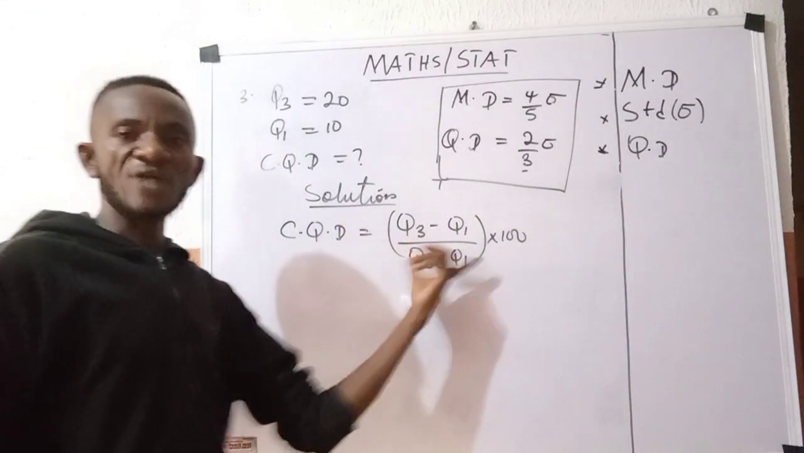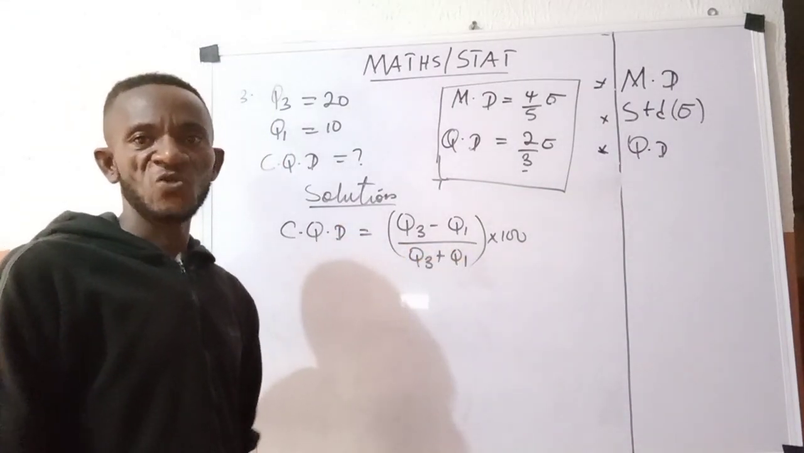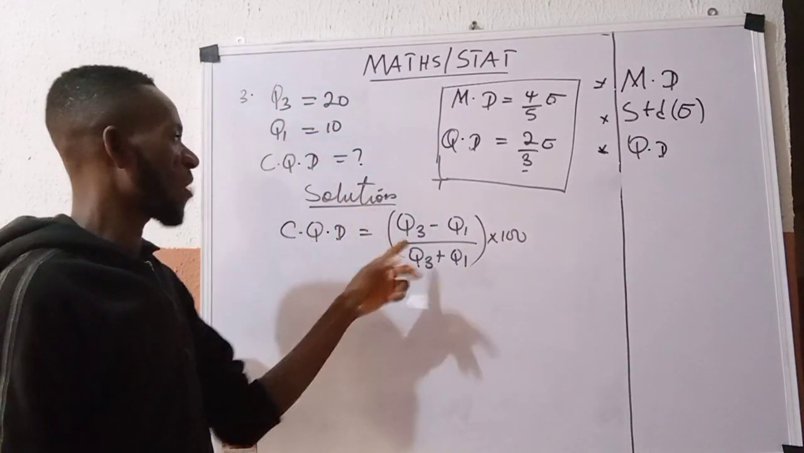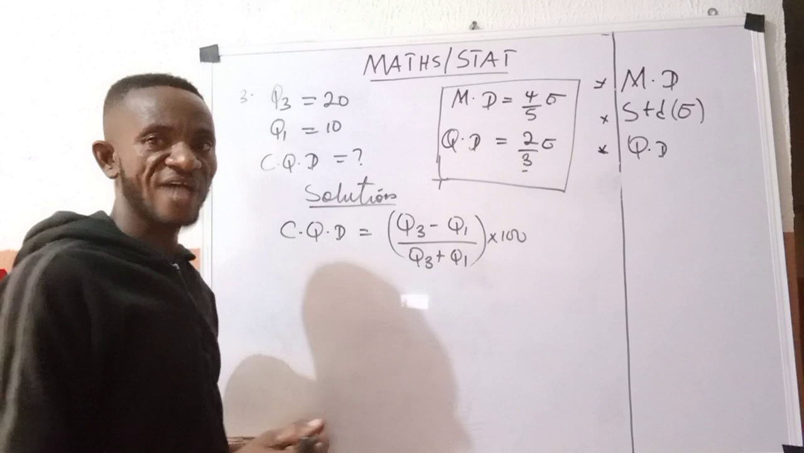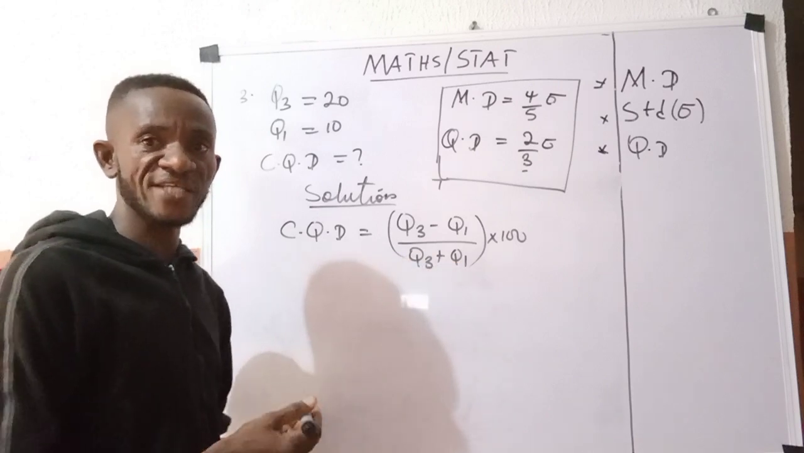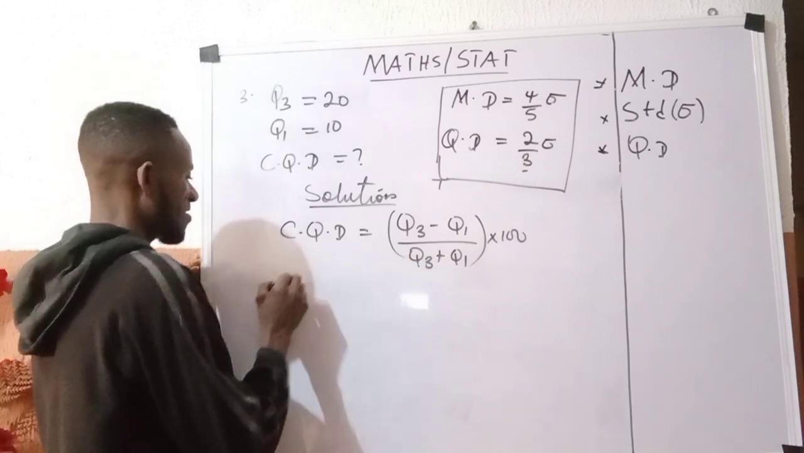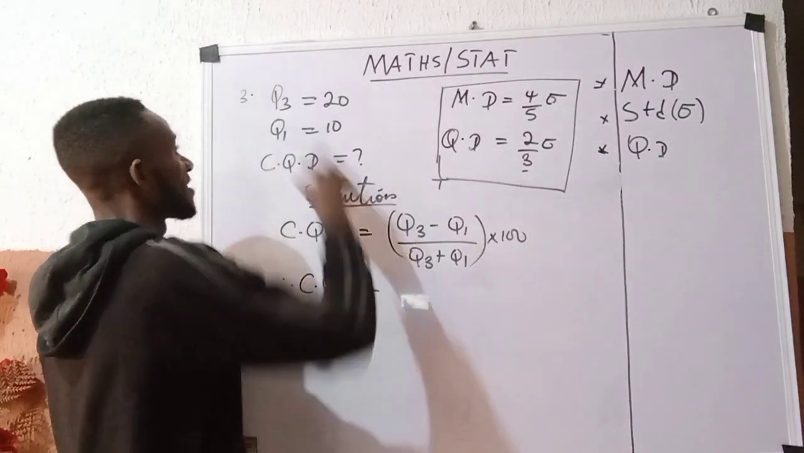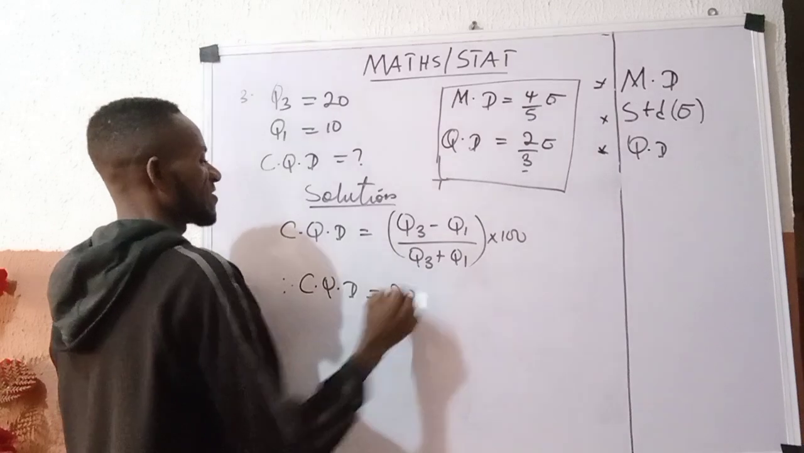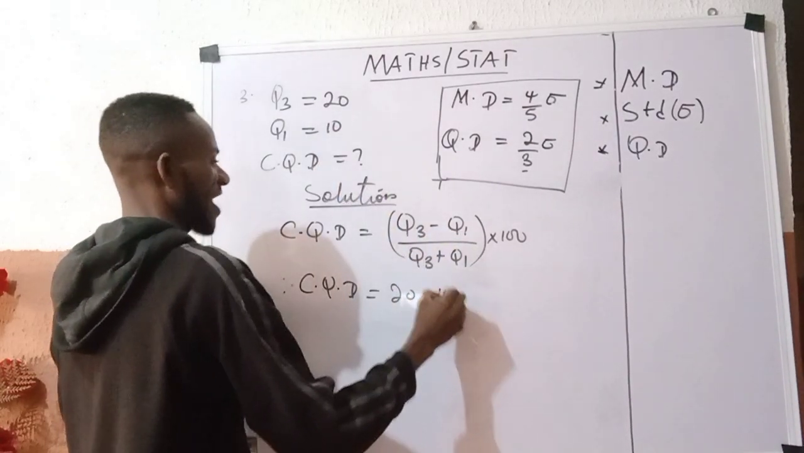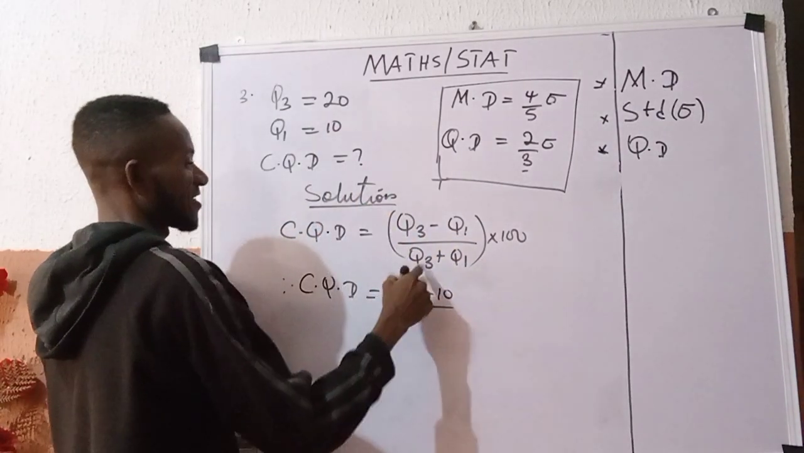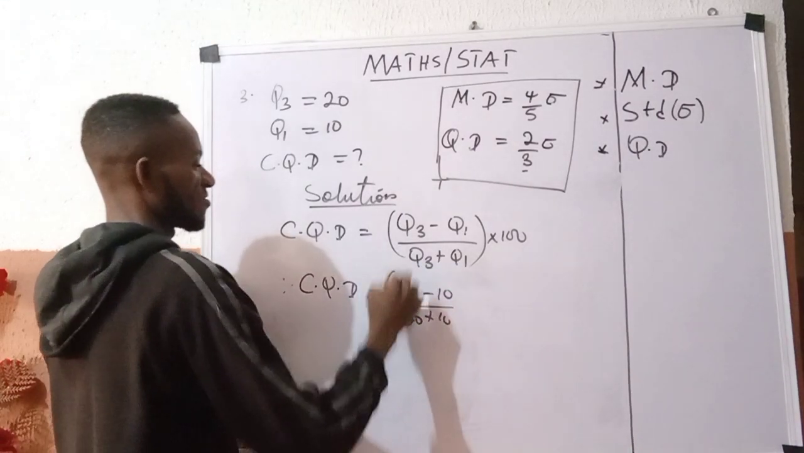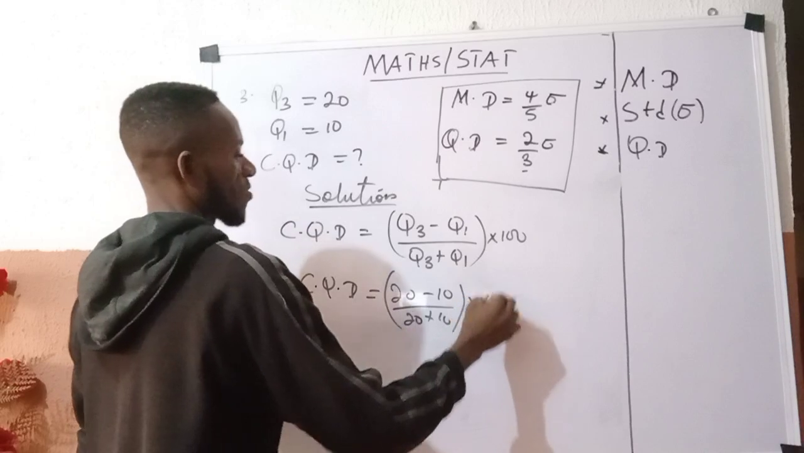So we are given this formula. So what do we do? What we do is we know our Q3, we know our Q1. We come and put it in here and evaluate the quantity, and it becomes what, the answer. So what I'm going to say is, therefore, my coefficient of quartile deviation is given as: this is 20. So I have 20 minus this is what, 10, all over 20 plus this is what, 10, multiplied by 100.